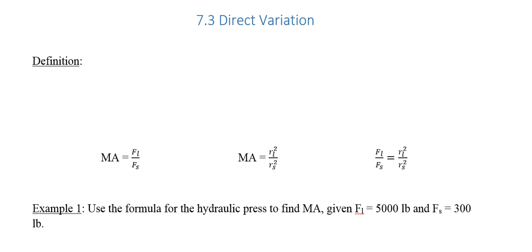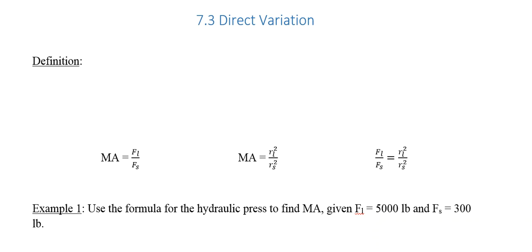We are moving on in Chapter 7 with Section 3. We're moving into direct variation. In the next lesson, we'll do inverse variation, which is slightly different. So with direct variation, the idea is that things change proportionally or the same.